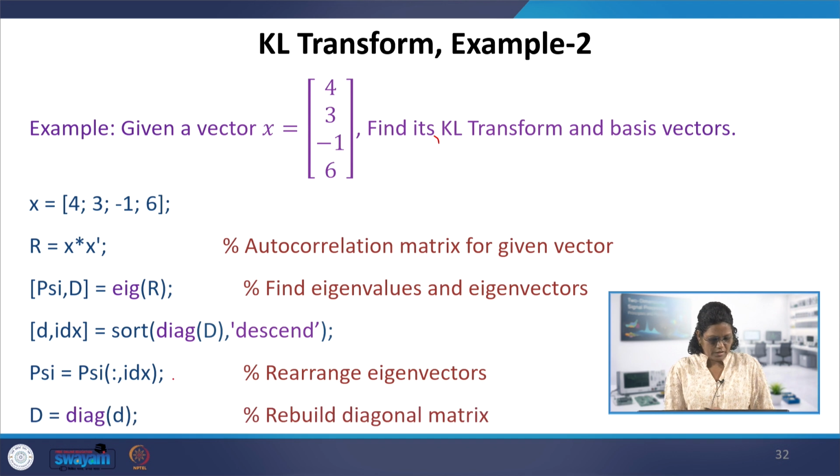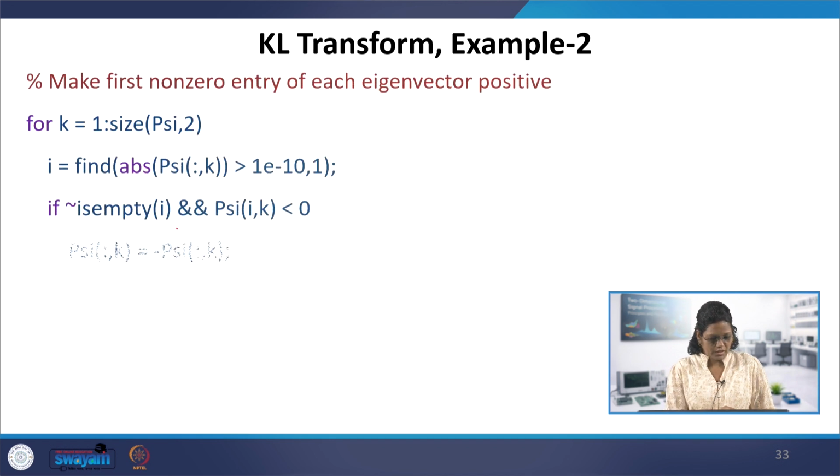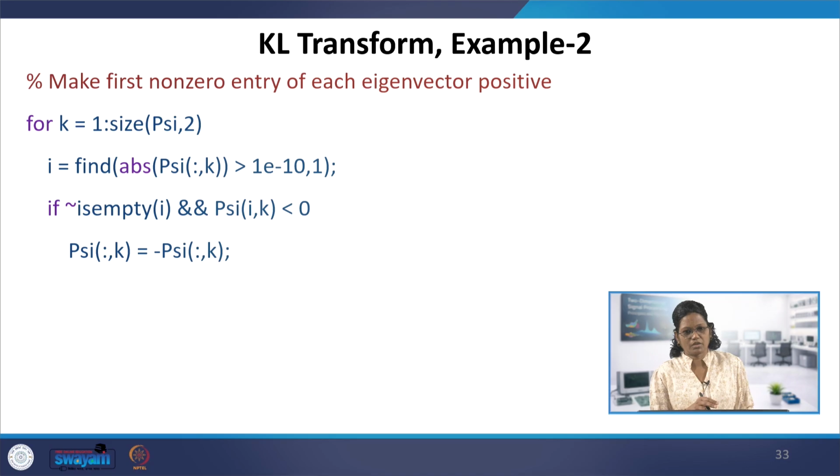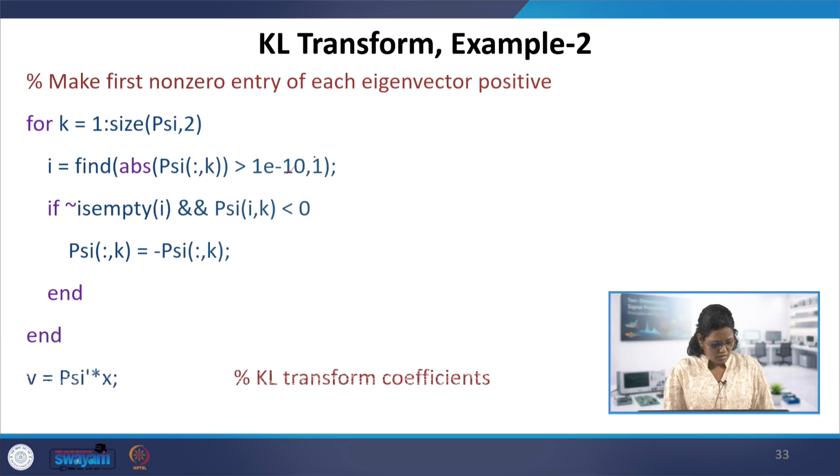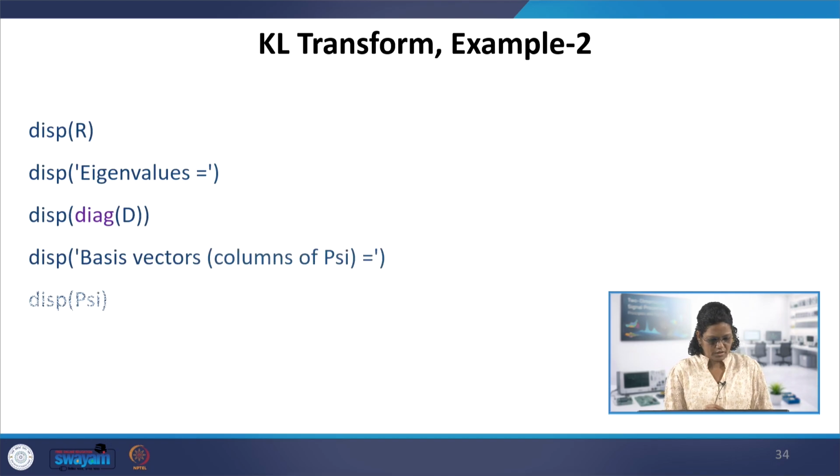This is to get the non-zero entries of the eigenvector. In the eigenvectors, you can have negative values as the first element, or some non-zero values to be taken in the eigenvector. For that, we have done the corrections here, with 1e power minus 10. So the transform is psi transpose x, which is the KL transform obtained here, and this is to avoid the negatives in the eigenvectors and display the coefficients and eigenvalues and so on.